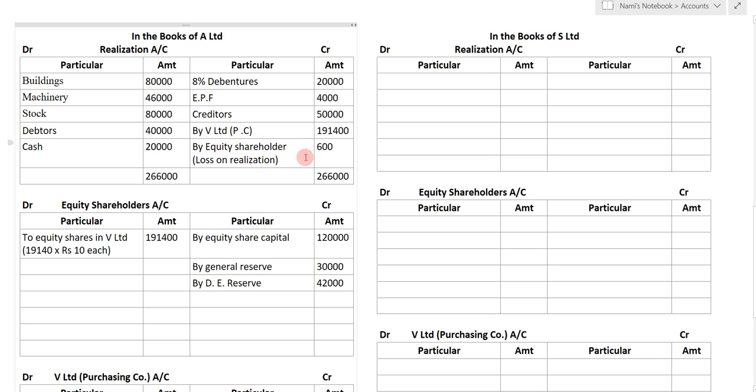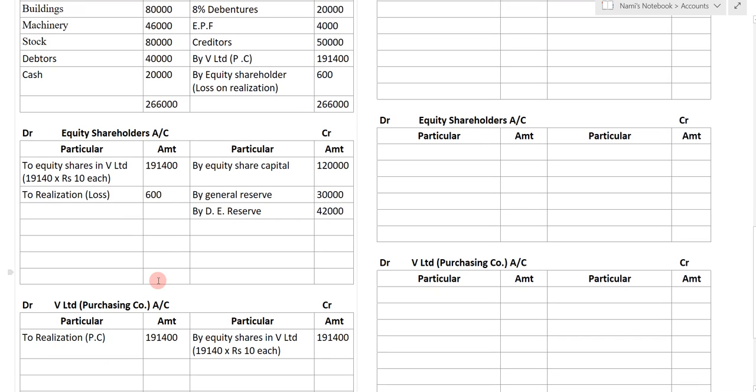Okay. Now this loss of realization we have to give the second effect in the equity shareholders account. It will be as to realization (in bracket, loss). Loss is how much? 600 rupees. Now if we close the equity shareholders account, the total will come the same, that is 1,92,000.